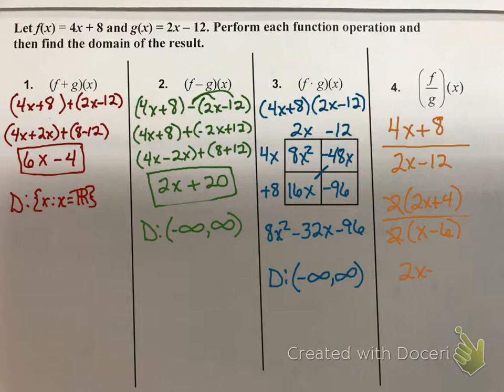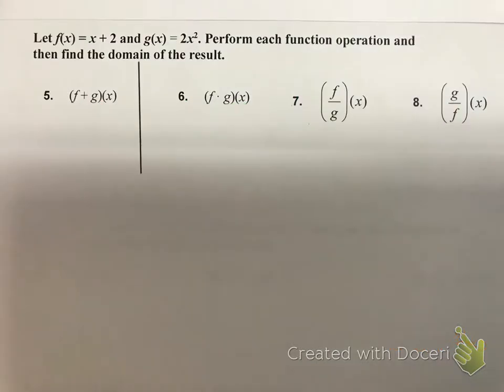That ends up leaving me with 2x plus 4 over x minus 6. x minus 6 is my denominator, so it can't equal 0. The number that would cause that to be 0 would be 6. So my domain is all real numbers except 6. All right, do a few more of these.